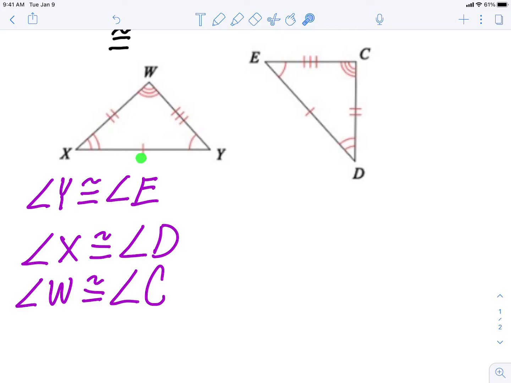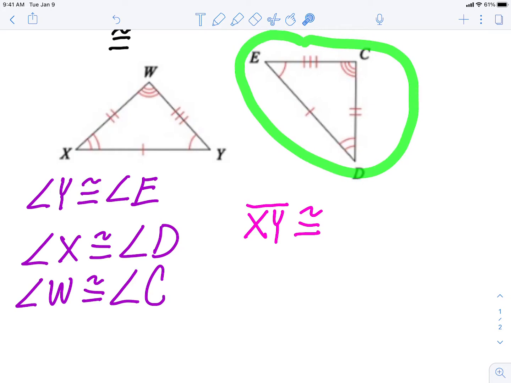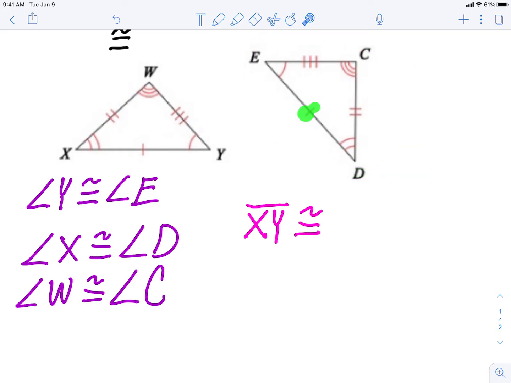So what two letters make this side right here? X, W. So we're going to say Y, excuse me, not XW. XY is congruent to, so which side on this triangle has a single slash? Right here, right? And that's from E to D. So it's congruent to ED. Look at that. Perfect. Okay.